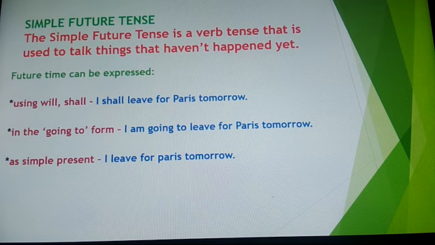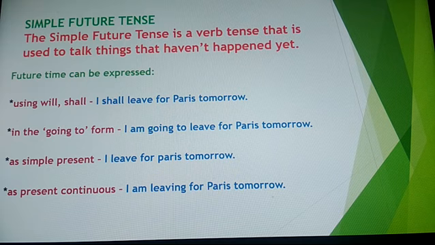Now future tense can be expressed as simple present also. I leave for Paris tomorrow. Now if you see this, I leave for Paris, this is present tense, right? But again at the back it's written tomorrow. So he hasn't left. Okay, so this is in simple present, but this is talking about an action which is going to take place in the near future.